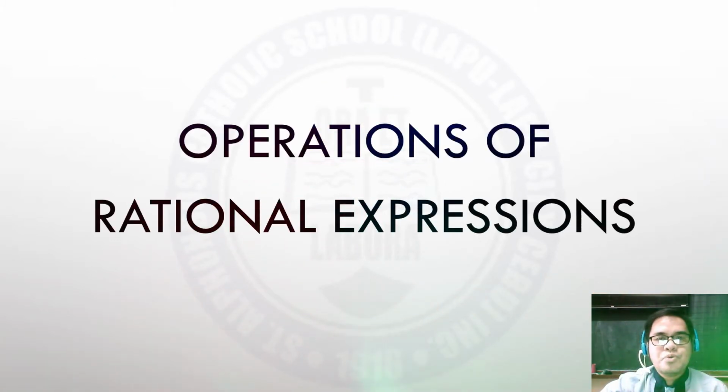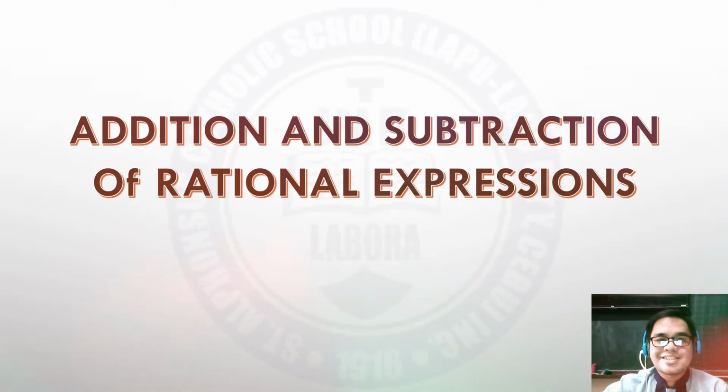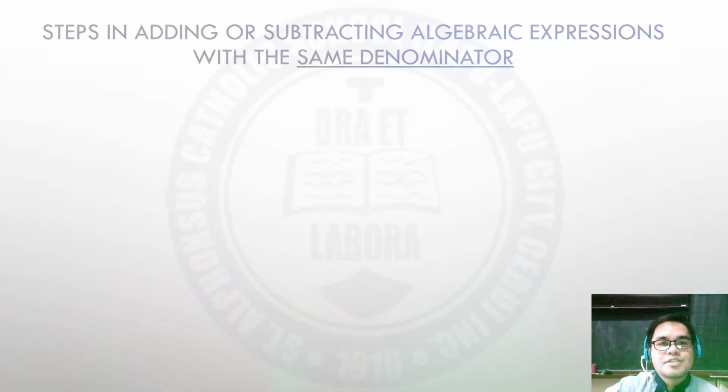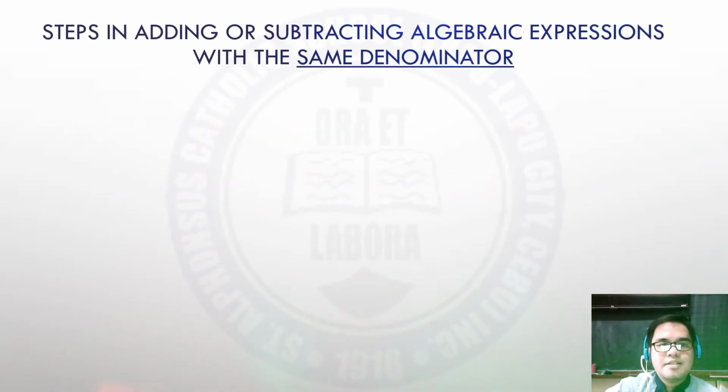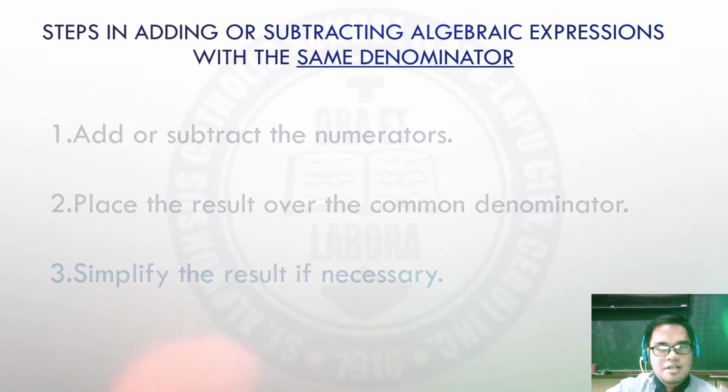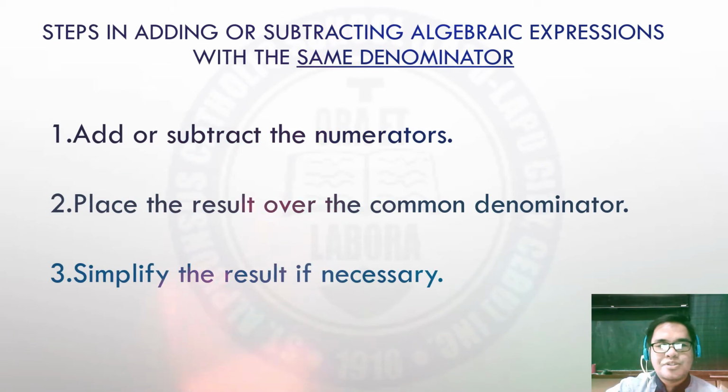So this time, we will proceed on the operations of rational expressions. First, let us focus on the addition and subtraction of rational expressions. So here are the steps in adding or subtracting of algebraic expressions with the same denominator. First, add or subtract the numerators. Second, place the result over the common denominator. And third, simplify the result if necessary.